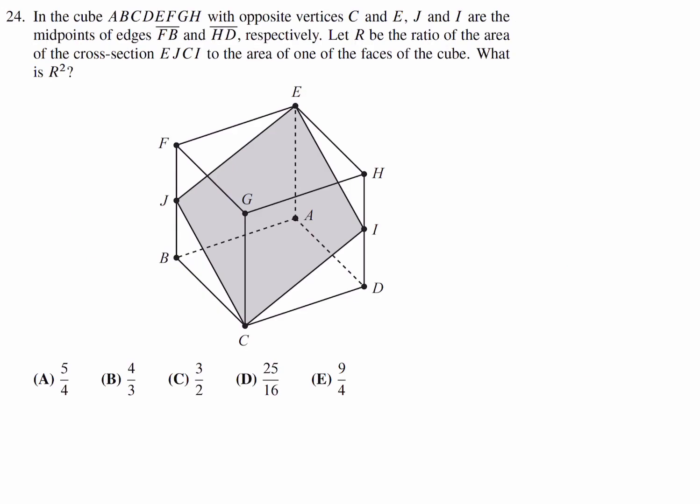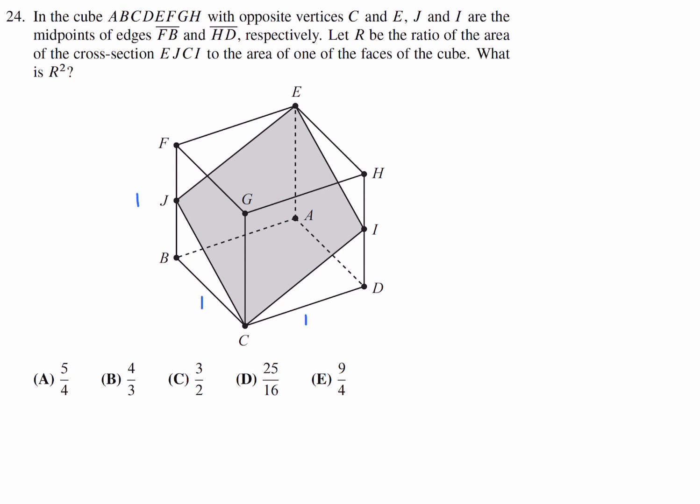In the cube A, B, C, D, E, F, G, H with opposite vertices C and E, J and I are the midpoints of FB and HD respectively. Let R be the ratio of the area of the cross-section EJCI to the area of one of the faces of the cube. What is R squared? Well, for the sake of simplicity, let's give this cube sides 1.